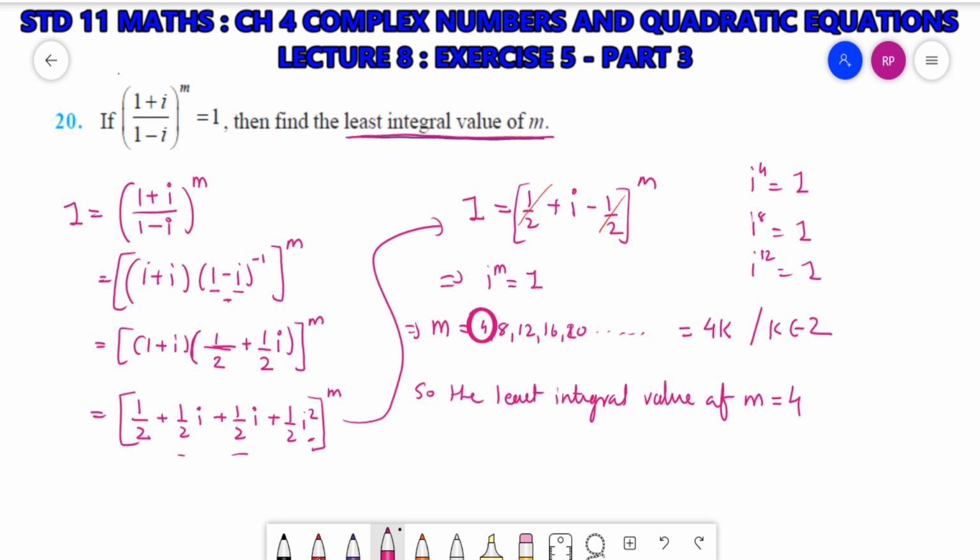Okay students, so that's it for today. Here we have completed chapter number 5, that is complex numbers and quadratic equations. In our next video, we will begin with some other chapter. Okay, thank you.